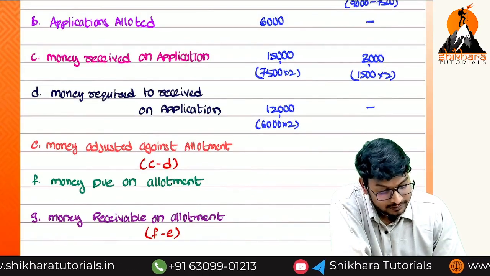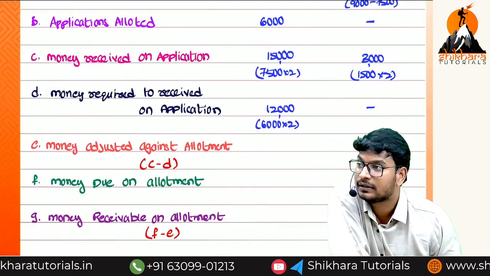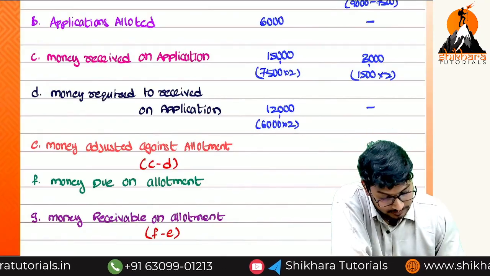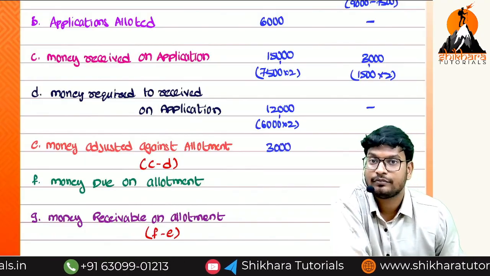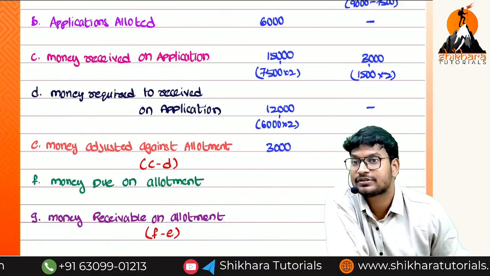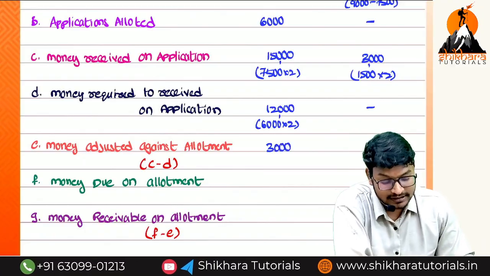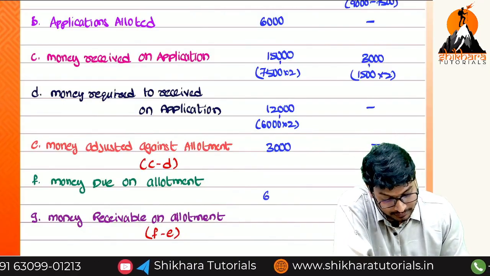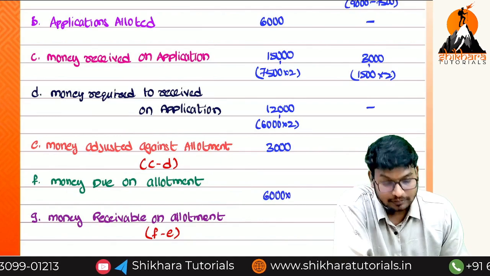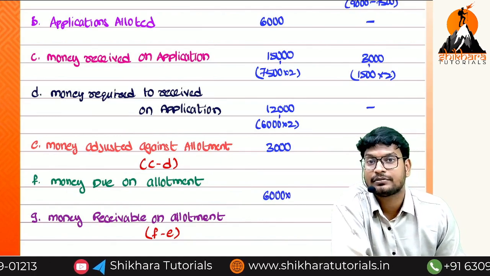Okay, 15,000 minus 12,000. That is equal to how much? 3,000 excess, na? So excess we have to write here. We have to adjust on which installment? 3,000. How much amount needs to be received on allotment? On how many shares only we need to receive? 6,000 into on allotment. How much money we need to receive?